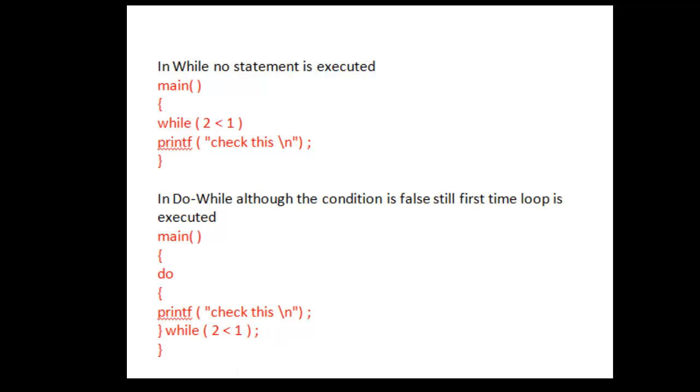So it's simple. We should use do while when we need to ensure that the statements within the loop are executed at least once. So in today's video, we saw the difference between the for loop, the while loop, and the do while loop.